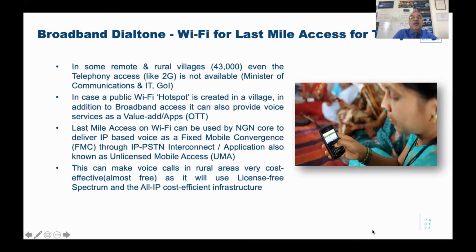And in India alone, 43,000 villages are there which don't have 2G connectivity also. So there Wi-Fi can be the first to go. In addition to broadband, they also bring voice as OTT, over the top. So it is reversing the paradigm, because earlier voice used to come first and then broadband or data used to come. So here data will come first and voice will run over that.